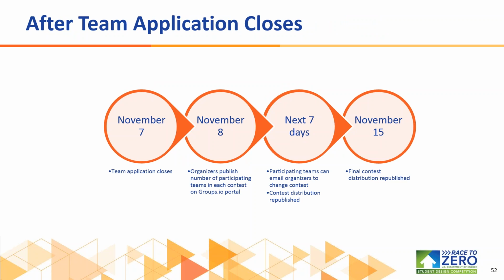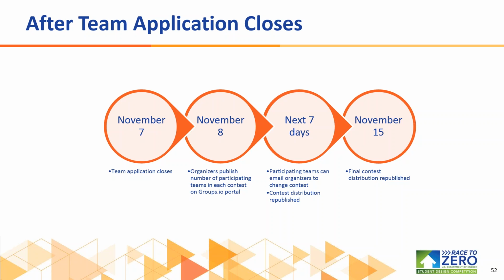On November 7th, the team application closes. All teams that complete the team application will be accepted as participant teams. If there are more than 8 teams applying for any contest, the organizers will notify all teams of the distribution and allow up to 7 days for teams to select a different contest from the options available on the Race to Zero groups.io portal, if they would like to do so.